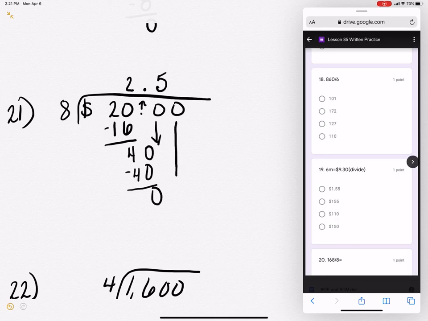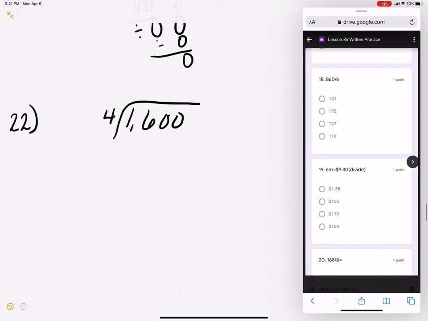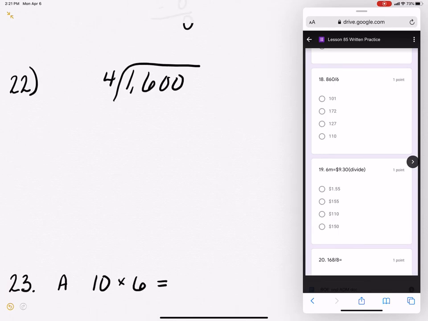We still have another 0 to bring down. And what do you do whenever you have 2 zeros down here? You just divide it, just like it's anything else. How many 8s go into 0? 0 8s go into 0. 0 times 8 is 0. 0 minus 0 is 0. So your answer is $2.50. 22.